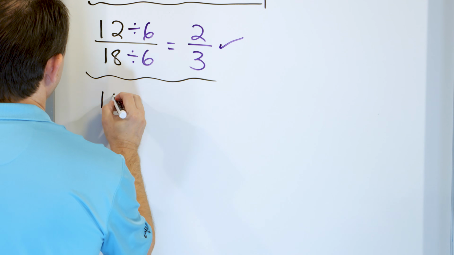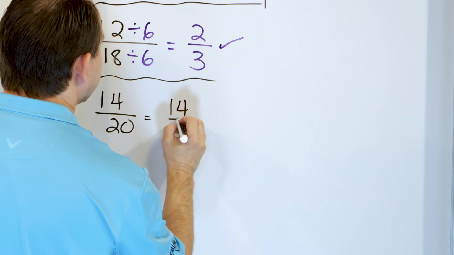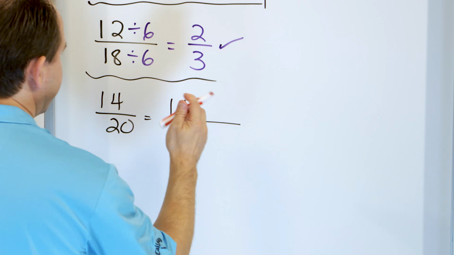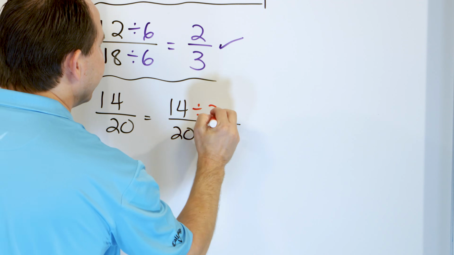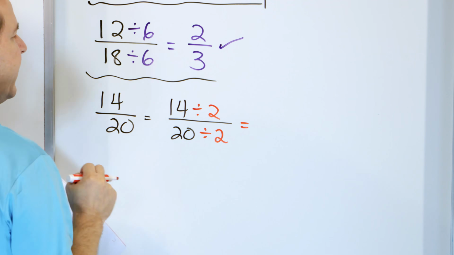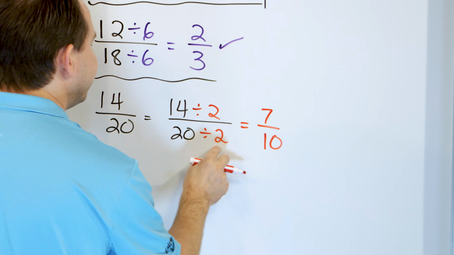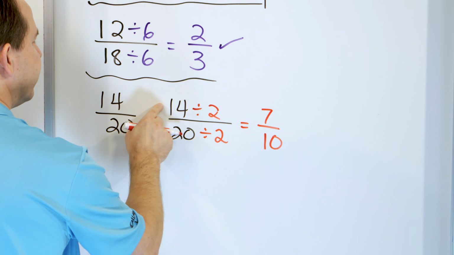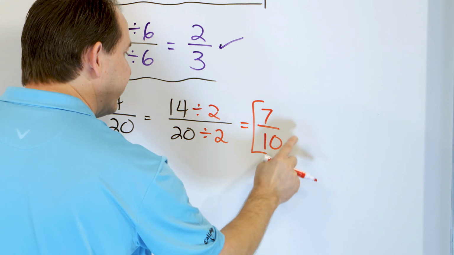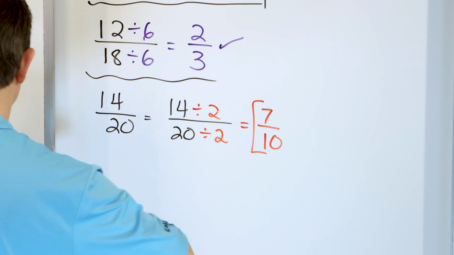Let's take a look at 14/20. What can we divide top and bottom by to make this simpler? Well, I see that they're both even numbers, so I'm going to divide the top and bottom by 2 right away. 14 divided by 2 is 7. And 20 divided by 2 is 10, because 10 times 2 is 20, and 7 times 2 is 14, and the answer is 7/10. This is the simplest form, because I cannot divide top and bottom again by anything else to make it simpler.